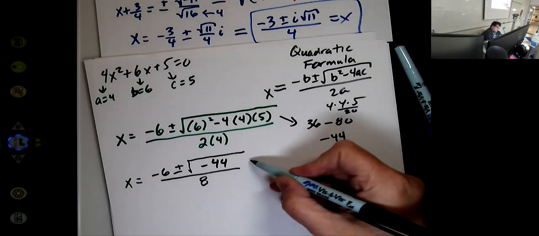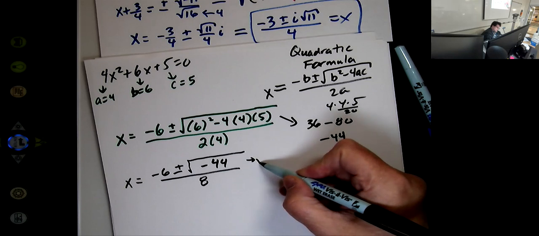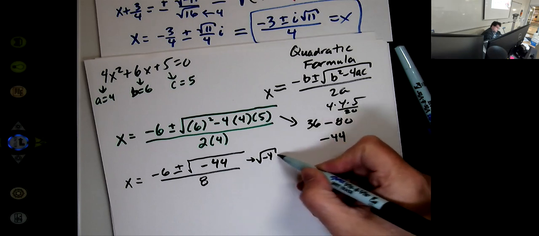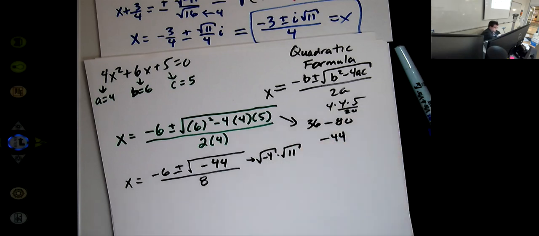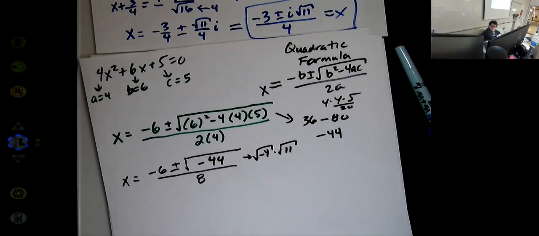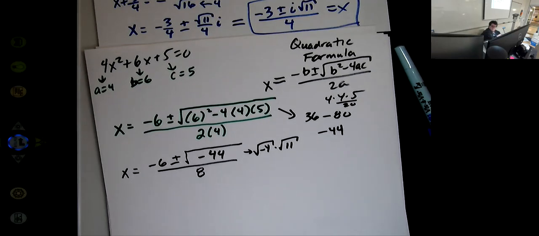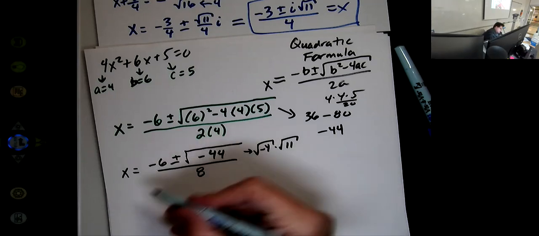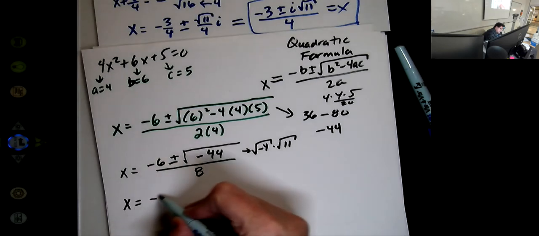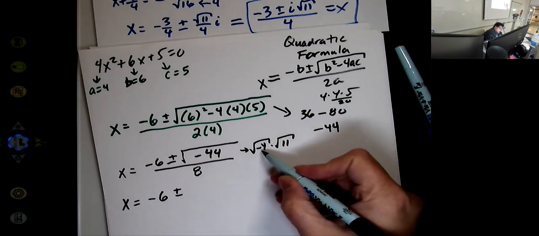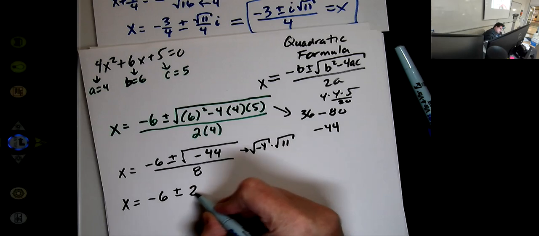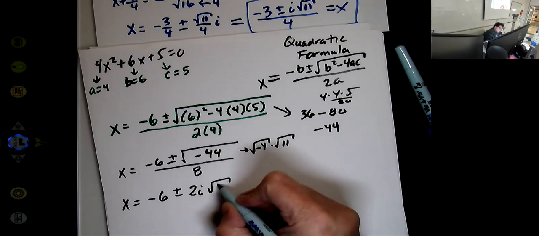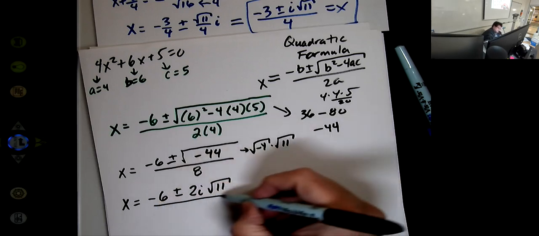And negative 44 is the same thing as the square root of negative 4 times the square root of 11. So I get negative 6 plus or minus square root of negative 4 is 2i. And I have that square root of 11 left over. And I have an 8.